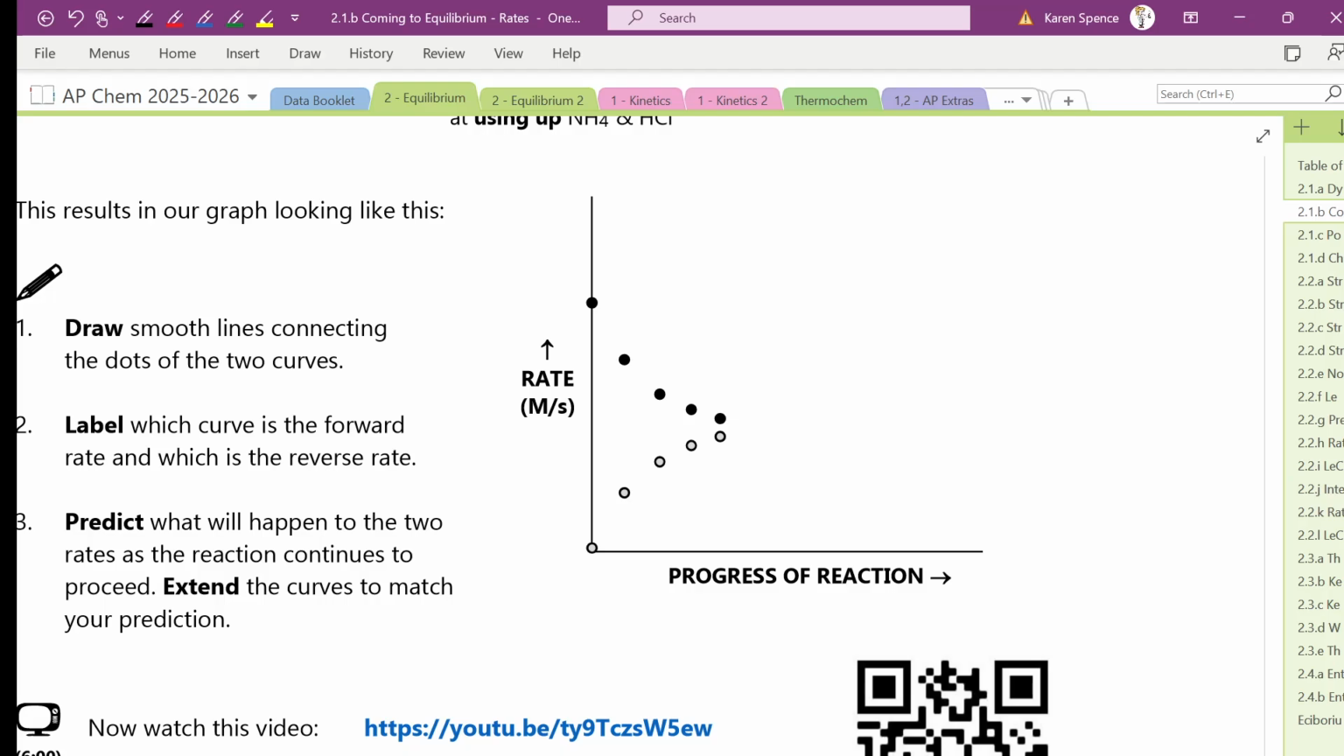The forward rate will keep getting slower and the reverse rate will keep getting faster until what's going to happen? We're going to reach an equilibrium. And at equilibrium, what should happen with those dots? They should come together and line up. Okay, so what we're going to do is draw smooth lines connecting the dots of the two curves, and we are going to carry that line on.